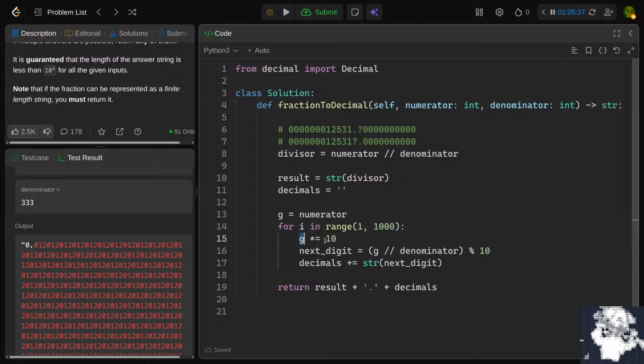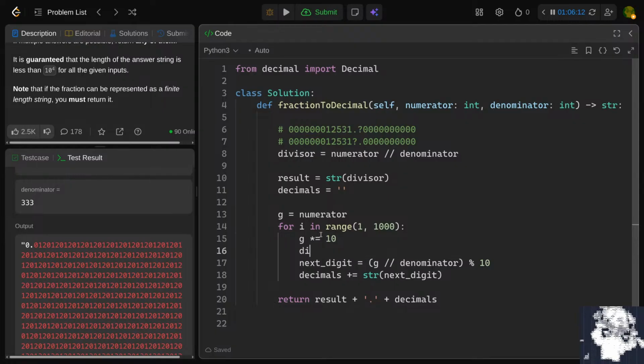So my problem is G keeps growing, and so I can't recognize that I'm back in the same state as before, because I never get back to the same state as before. G is different every time. I want to have some state that gets back to where it was whenever we are going to start repeating. I'm wondering if div mod can help me. So G and denominator.